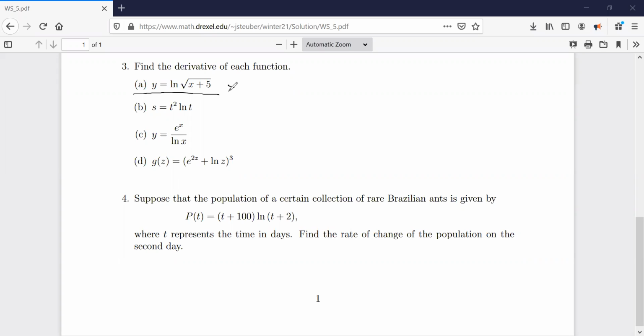Well, in either case, I'm going to start off by switching this to ln of (x plus 5) to the 1/2. What would people do next? Somebody shout at me. Chain rule. Hmm? The chain rule. Okay, so the chain rule, what would the derivative of the inside get me?